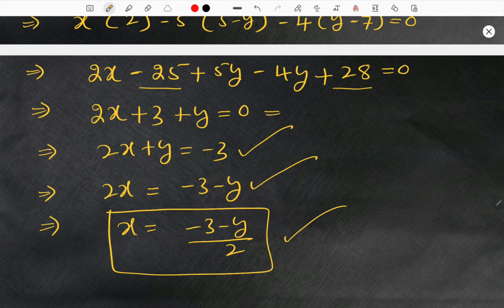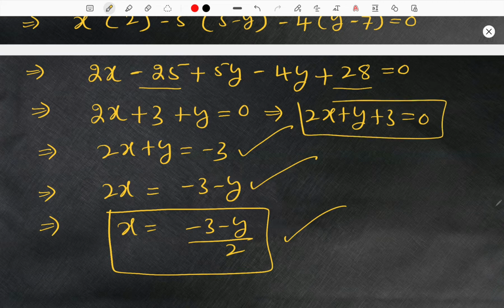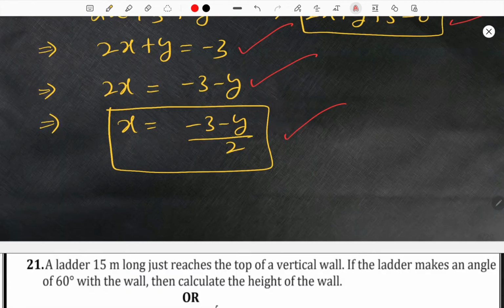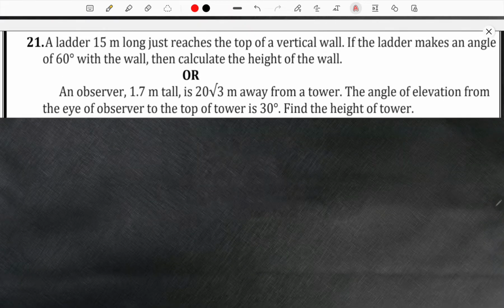Like that also you can write. Look at this, 2x plus 3 is there, no, write that afterwards. Write first y. 2x plus y plus 3 is equal to 0. This is also right. So whichever you write, everything will be all right. So 4 marks I have put here now, all are correct only. Alright, moving forward to the next question.